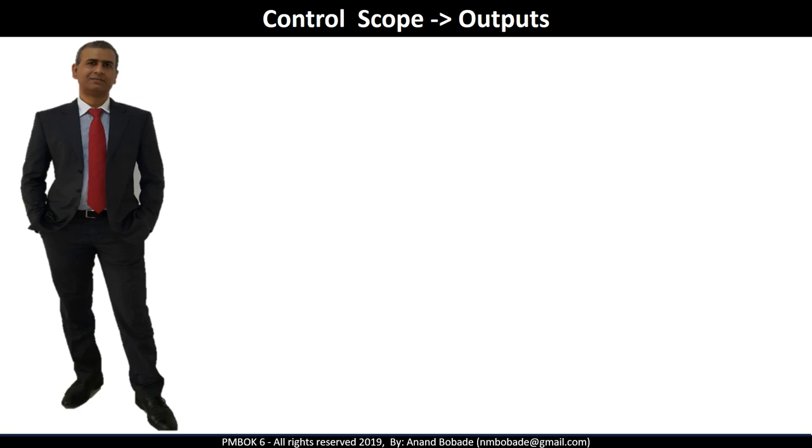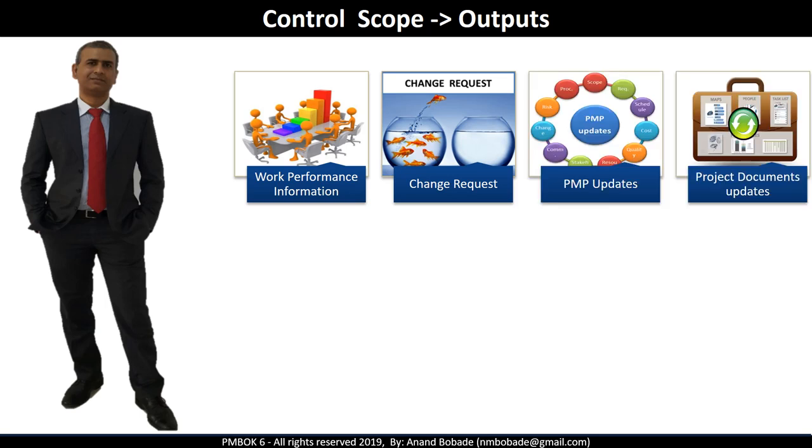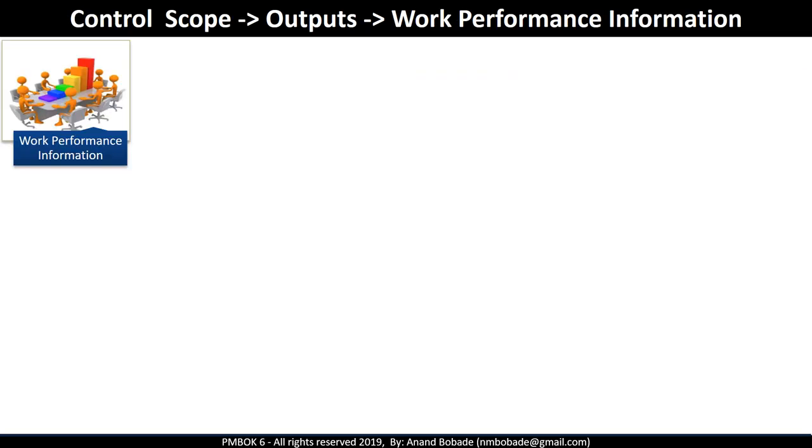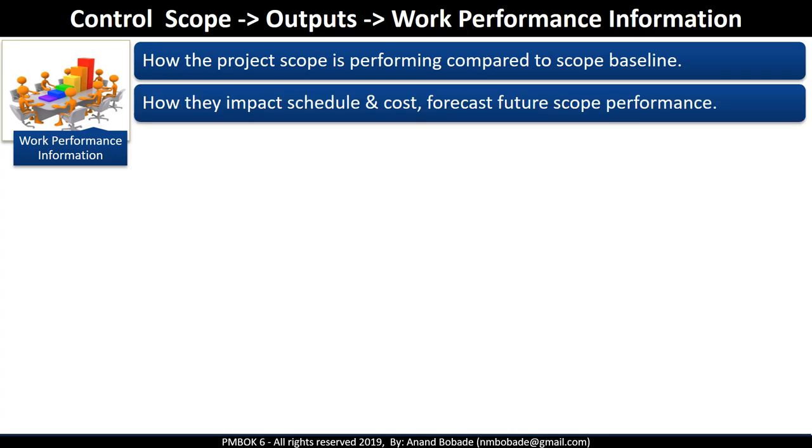The outputs are work performance information, change request, project management plan updates, project document updates. Work performance information is a result of variance analysis and trend analysis. Work performance information will tell if a project is going according to the plan or not. If not, then PM can investigate the reason for the current variance or the trends that suggest future variance. Other information is about impact of variance in scope on schedule and cost constraint.